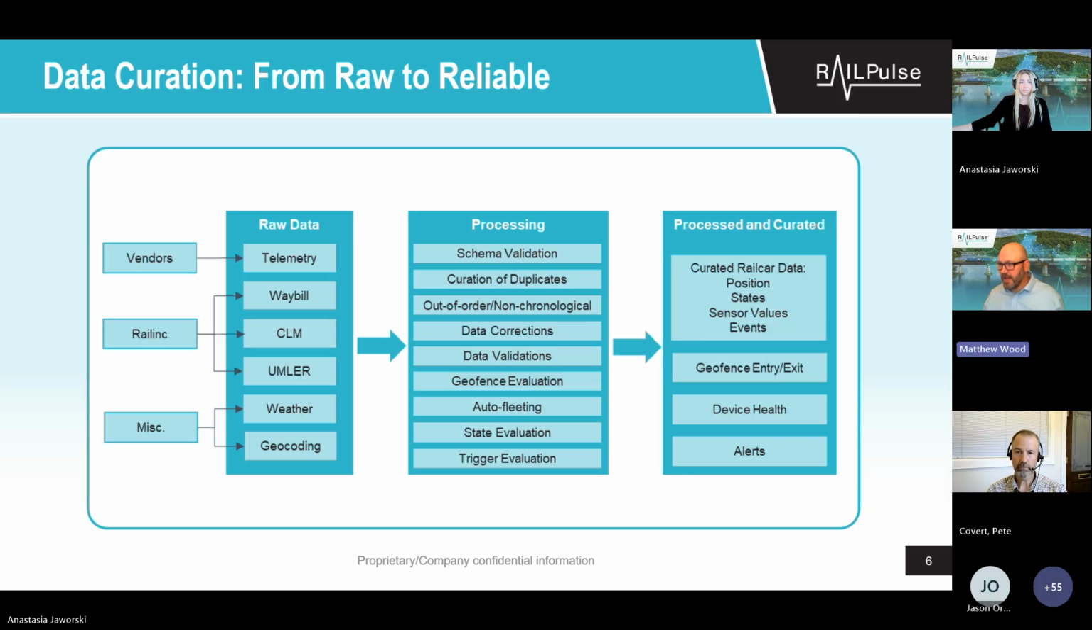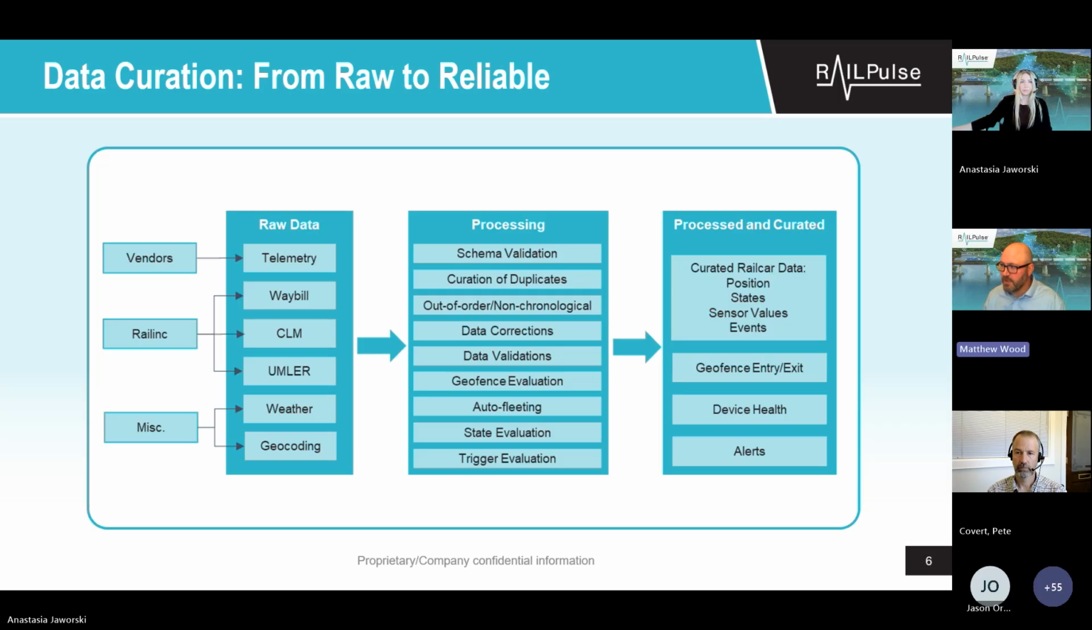So we do that by pulling in all of the raw data from the vendors, the telemetry data, combining it with data from RailLink, Waybill, Seal, and Umler, pulling in other miscellaneous data like the weather and geocoding. All of that then gets processed real time through our system. We run it through a set of validations where we're validating things like the schema. We're deduplicating data. So if we're getting duplicates of data, we're making sure those get curated out. We handle out of order and non-chronological data.